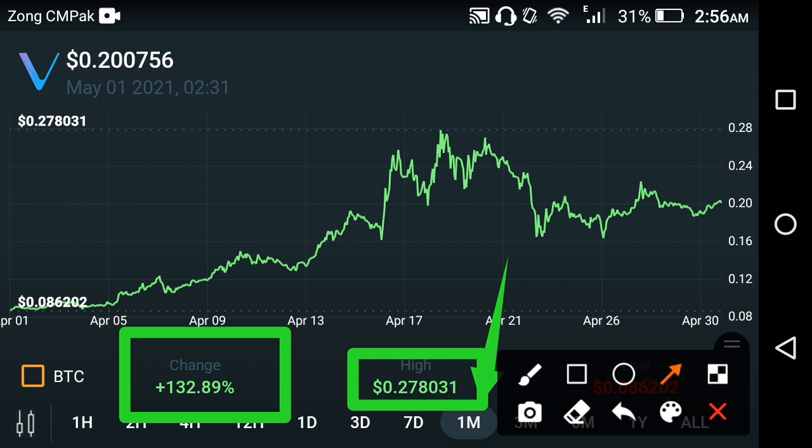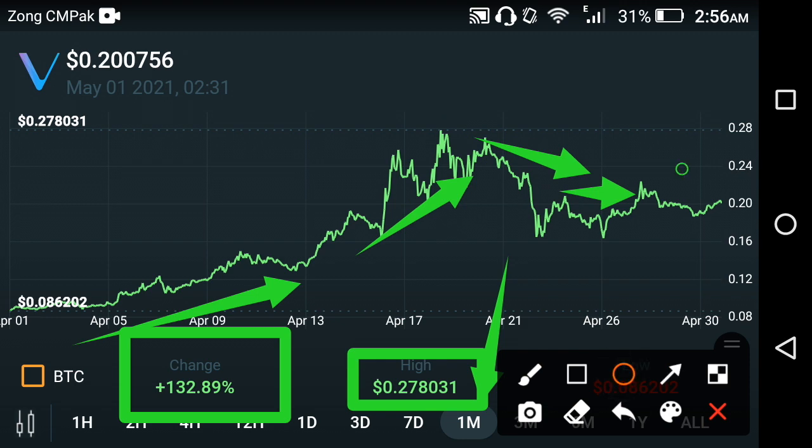As you can see here, at the start of the new month they take a high jump. They take a jump, then gradually move upward friends. And after some passage of time the falling period of the Vechain coin starts. And as you can see here, at this point they again take a jump friends. So that means that now the jumping period of the Vechain coin starts friends.